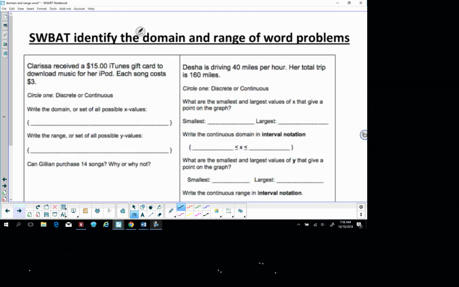Okay, so we're going to go to this part of it right here. This is the beginning of this worksheet. I'm going to do 2 problems with you and then go over.